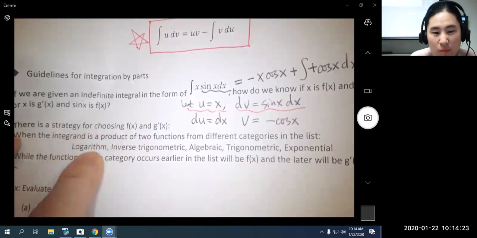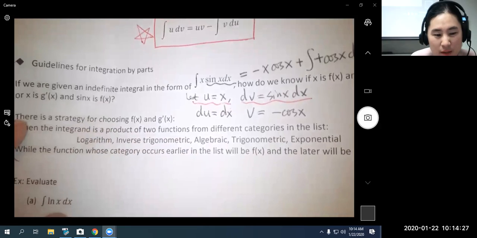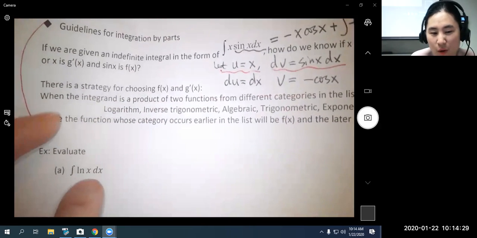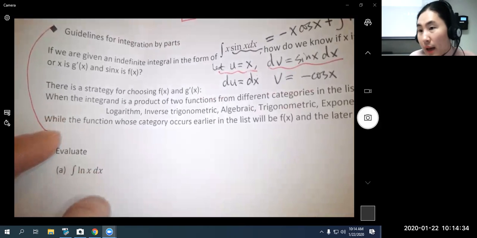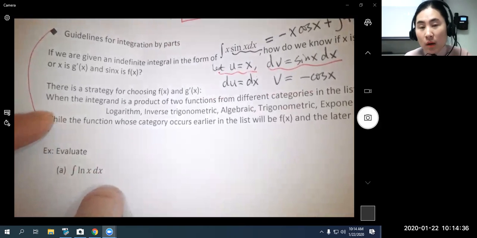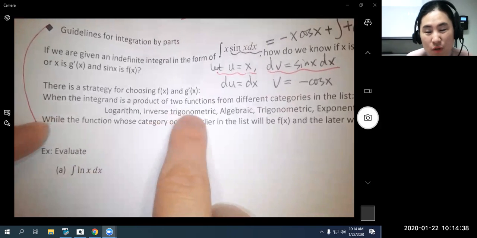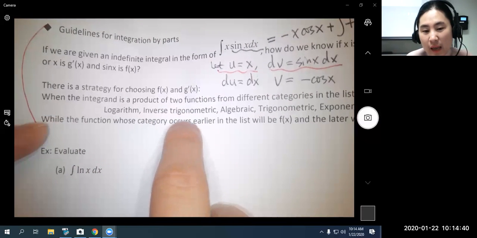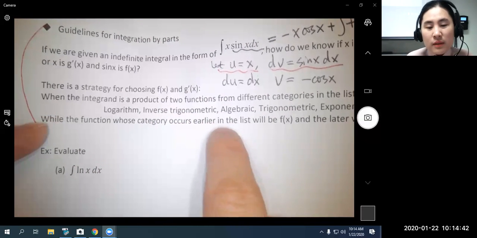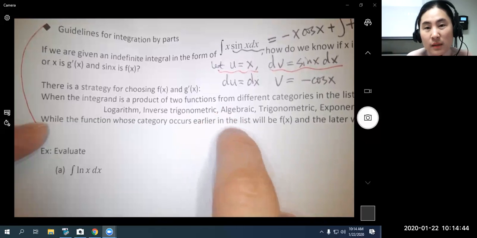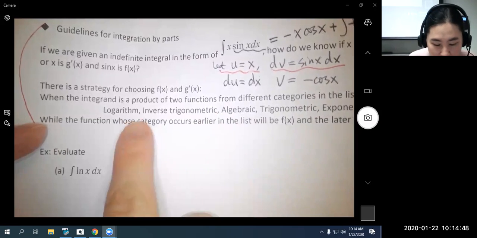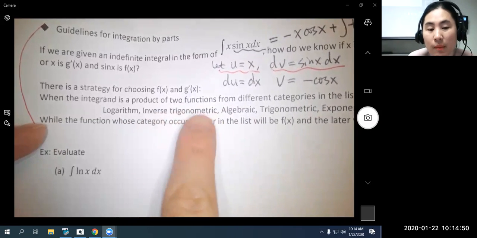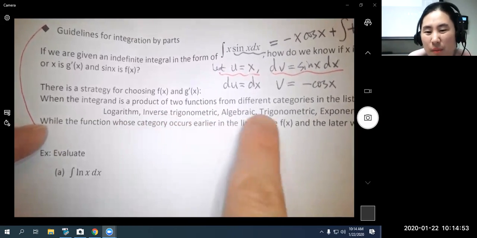We want to choose them as the u, okay? Because a logarithm function is easy to differentiate. ln x, what is the derivative of ln x? 1 over x, right? So we don't have log anymore, okay? And for inverse trig, what is the derivative? It's 1 over the square root of 1 minus x squared, something like that. I may remember wrong, but this is some guideline for you to think about, okay? However, you don't have to remember this, okay?